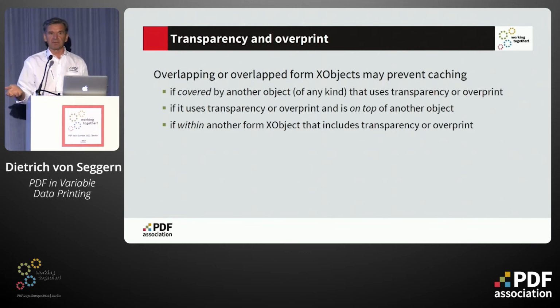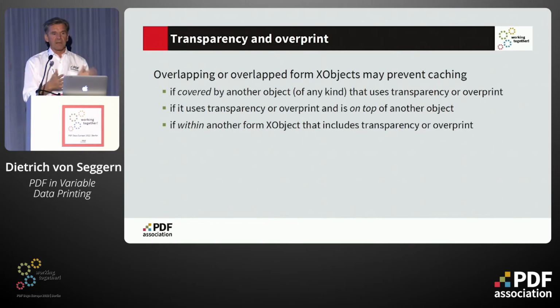For transparency, it's even more obvious, because if you have a shadow that is behind some text, and the text is the addressee of our brochure, then of course the shadow always has a different shape, and then you can't cache the background, because the background will have to be calculated with the shadow in order to specify the result color.